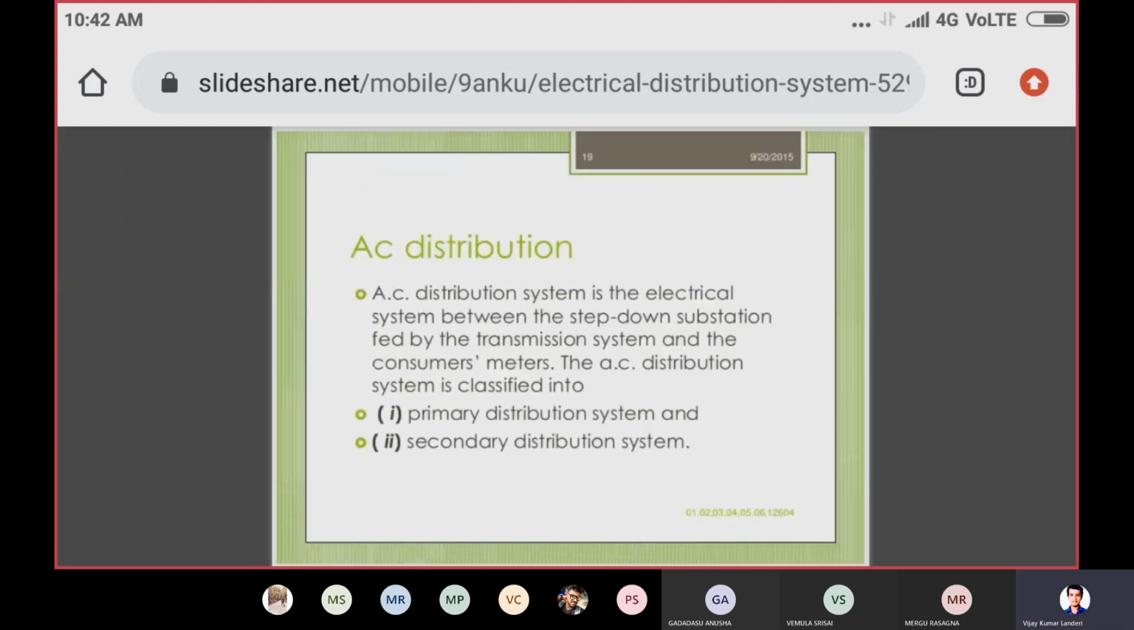And coming to the AC distribution system. So here, AC distribution system is nothing but the electrical system between the step-down substation fed by the transmission system and the consumer meters. Whatever electrical system is there between the step-down substation and the consumer meters, we are calling it an AC distribution system. This AC distribution system is again classified into primary distribution system as well as secondary distribution system.